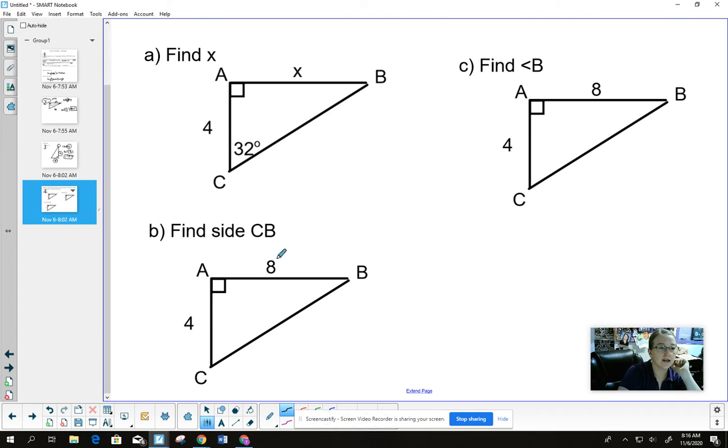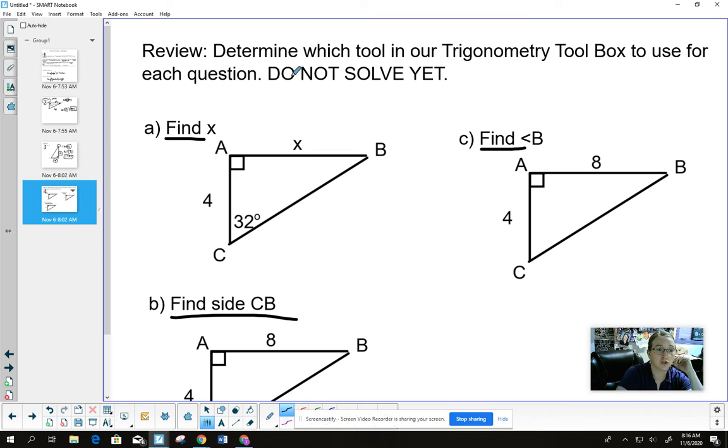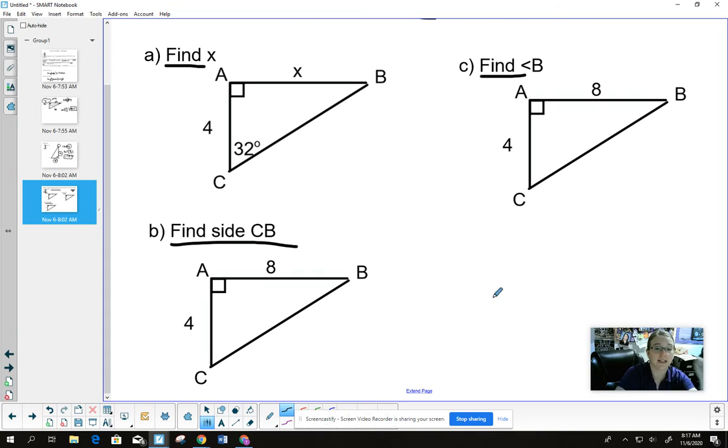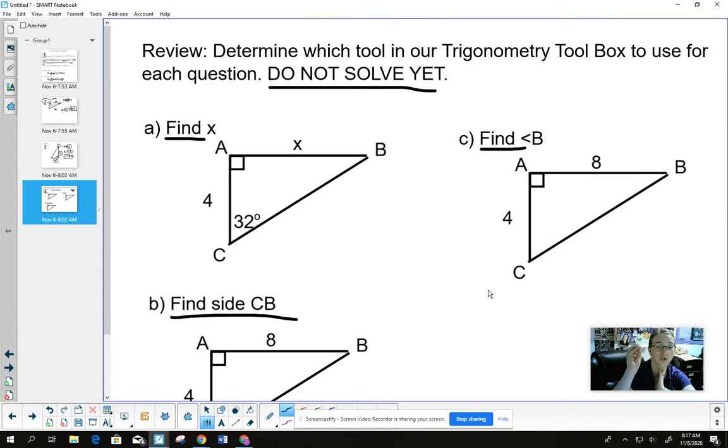So these 3 triangles look very similar. In fact, I copied and pasted them. What I changed was what information we have and what we're trying to find. So what I want you to do, you are not solving yet. We can go through and solve these. I'm going to just run through it really quickly at the end. But what I want you to practice is looking at a problem and knowing the tool to use.